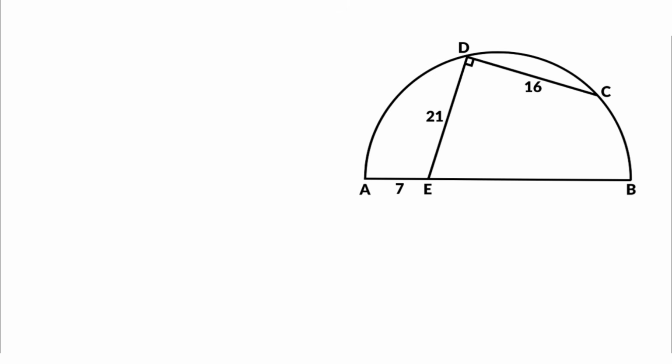Now, let's list the information we're given. Segment AE is 7 units. Segment DE is 21 units. Segment CD is 16 units. And most importantly, angle CDE is exactly 90 degrees. Our goal is to find the radius of the semicircle.